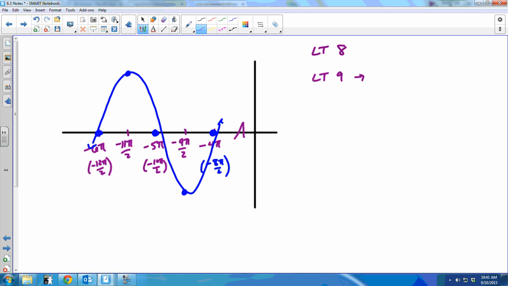The first part of Learning Target 9 says to use the graph to find each value. For example, what is sine of 9 pi? You're not graphing it. You're going to use your unit circle to figure out what the sine of 9 pi is. That's really all it's asking you to do. You're going to count around to get to 9 pi, and tell me what sine is. The second part is where you're actually going to graph.